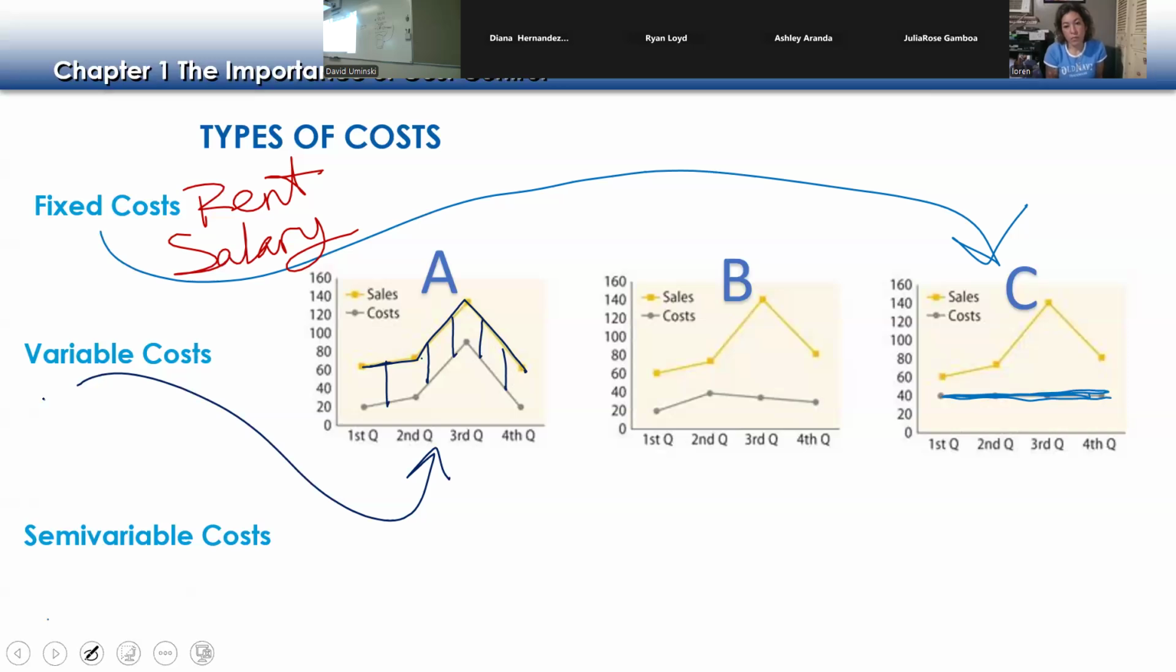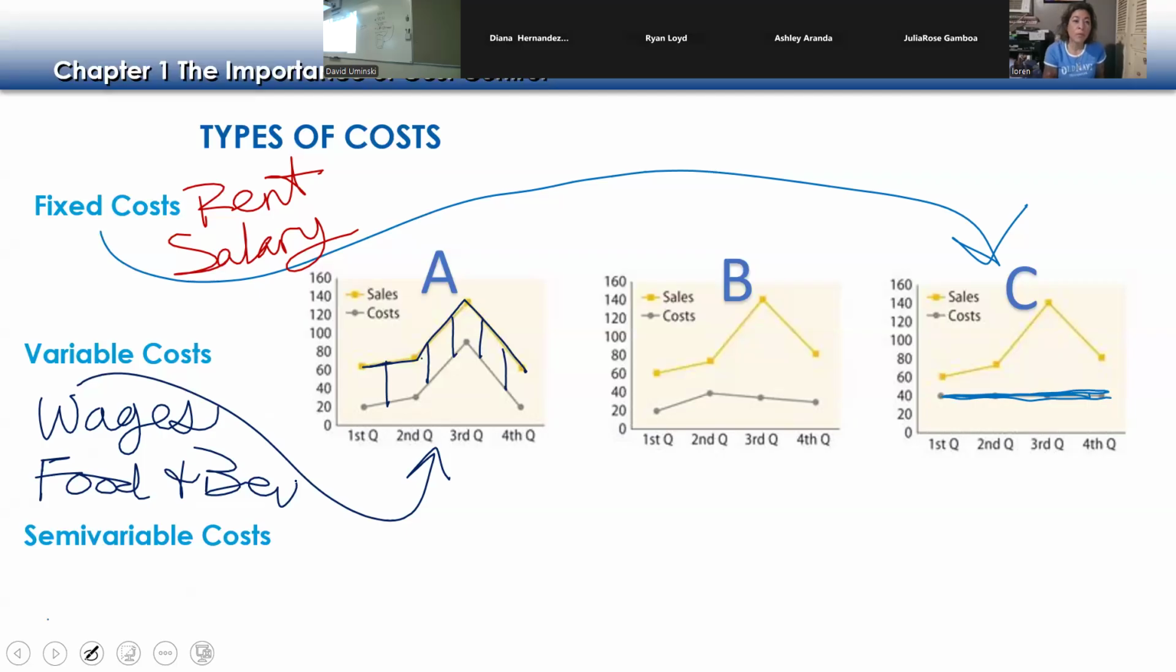Labor. Okay, so I'm going to say wages. Those are our hourly employees. Okay, what else? Food and beverages. Okay, so the ingredients, those are variable costs.